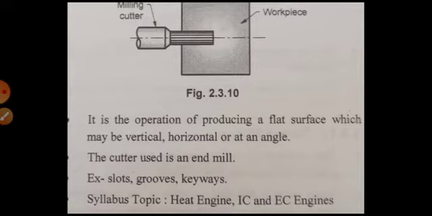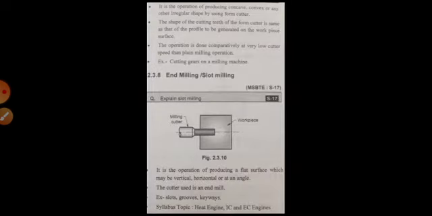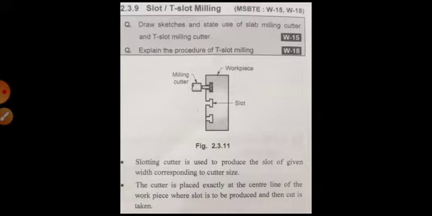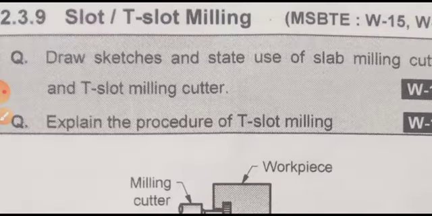Let's see about this. It is the operation of producing a flat surface which may be vertical, horizontal or at an angle. The cutter used is an end mill. Examples are slots, grooves, keyways, etc. See, in the heat engine and the IC engine, in all these things, this particular tool is used or this operation is done.